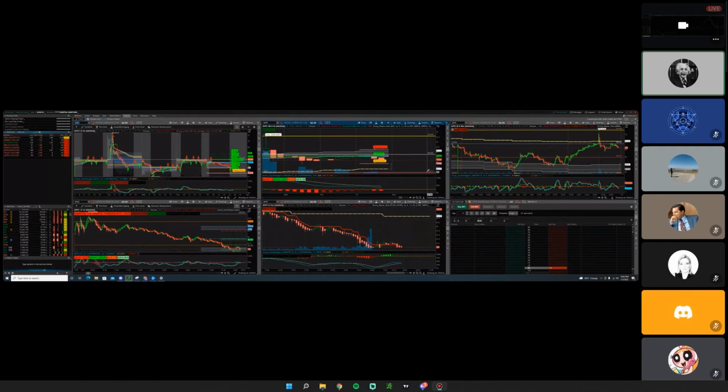If it breaks 59.27, it has 56. Yep, it would have 56. So that'd be a nice level to trade. 58.22, then it really could dump here. If this happens, it could go back to $49.